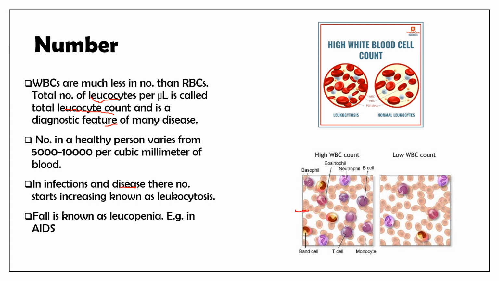A high WBC count occurs in infections, and this process is known as leukocytosis, and the fall in the number of WBCs is called leukopenia, for example in AIDS.